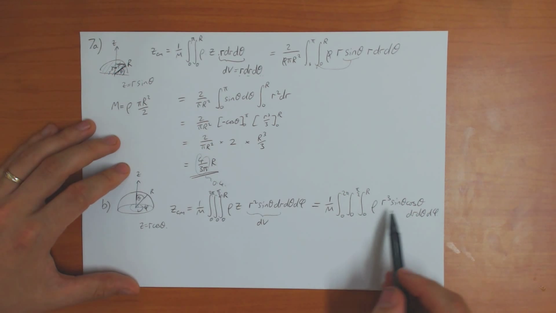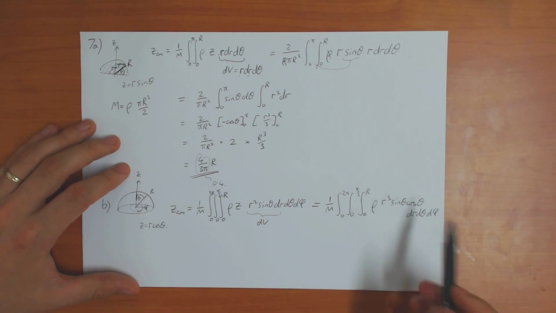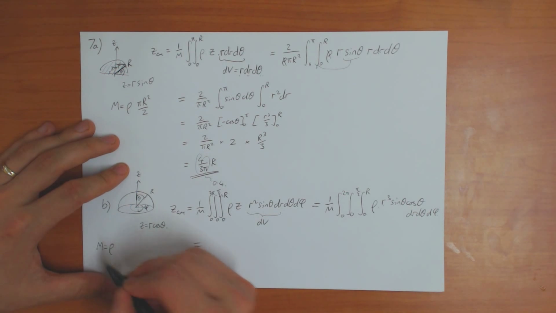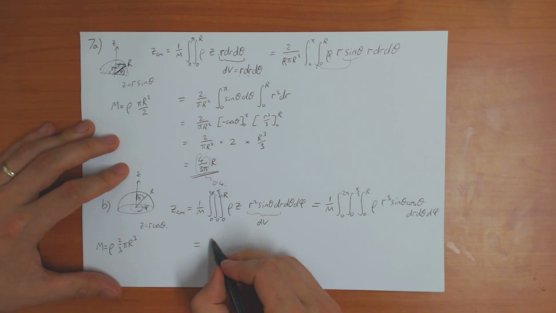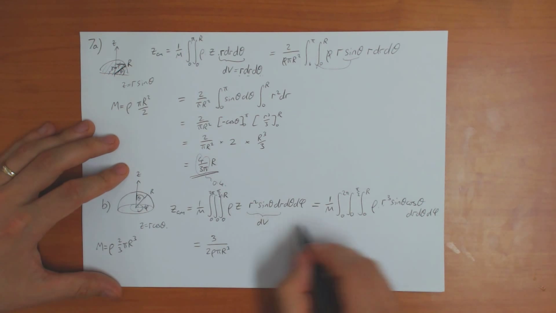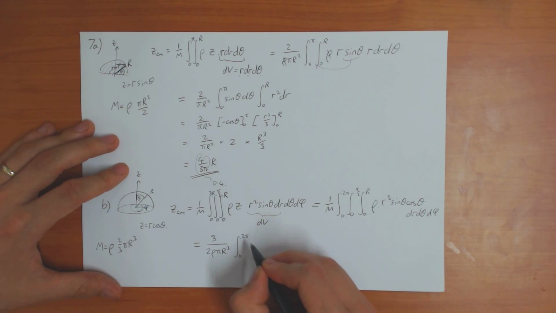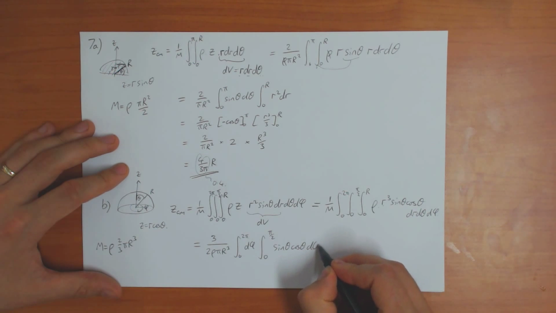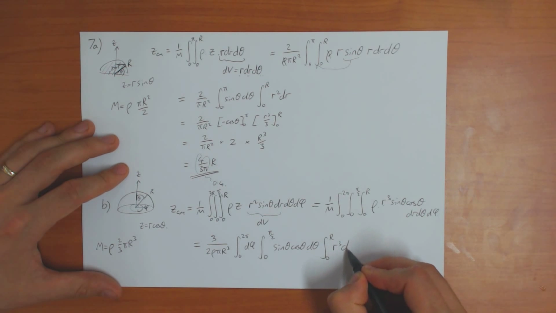And you can see again this is going to separate, right? The r integral and theta integral separately. So what's this? Well, first of all, what's m? M again is the density times the volume, and the volume of half of a sphere is 2/3 pi R cubed. So this gives you 3 over 2 rho pi R cubed. And we can separate the integrals. Integral from 0 to 2 pi d phi, integral from 0 to pi by 2 sine theta cos theta d theta, and integral from 0 to R of r cubed dr.